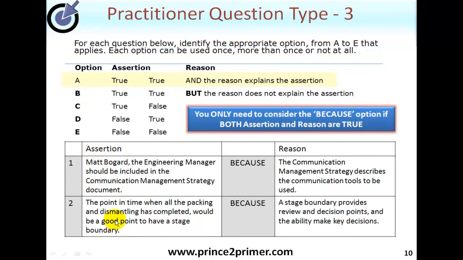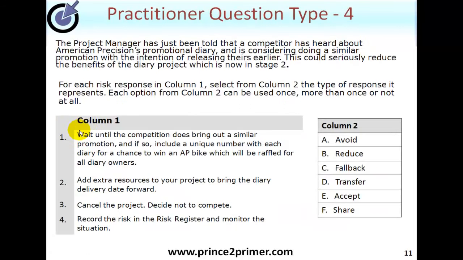The second question. The point in time when all the packing and dismantling has completed would be a good point to have a stage boundary. Again, you can't answer that here. It's just an example. But the answer is that was a key point, so it would be a reasonable choice. On the right-hand side, a stage boundary provides review and decision points and the ability to make decisions. This is a true statement as well. So because it's a true again, you have to consider whether it's an A or a B. And the answer is actually it's an A. Remember, if either side is false, one of them or both of them, then you need to consider a C, D or an E.